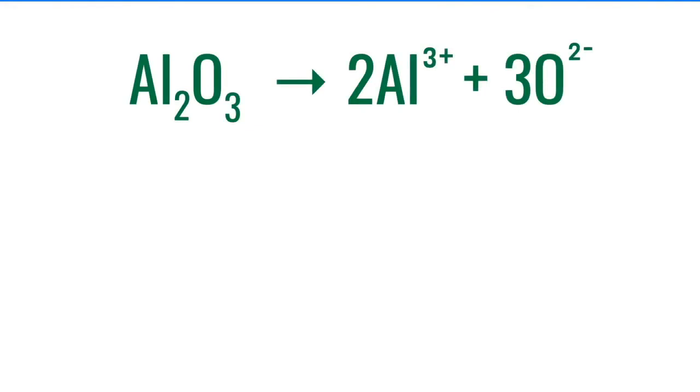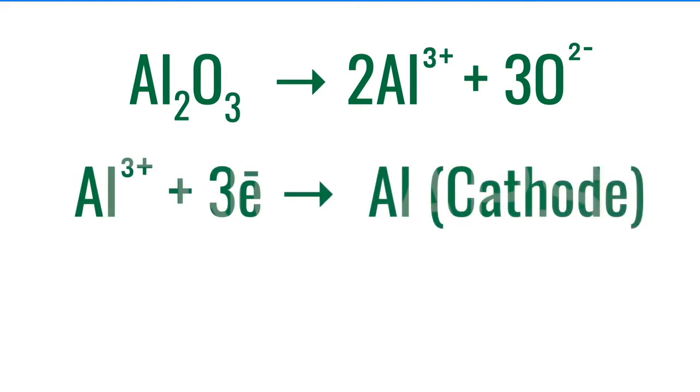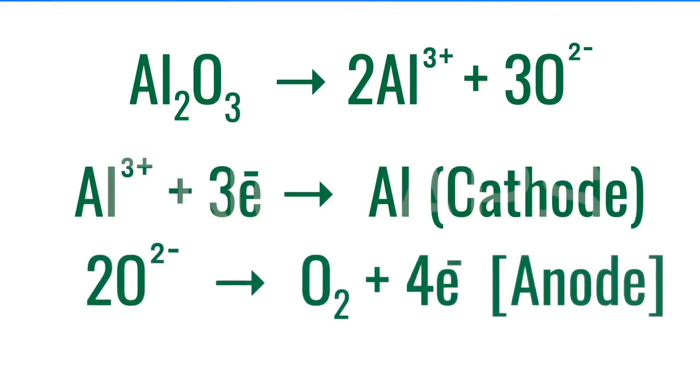Okay. So now just look at what are the chemical changes that happen when electricity begins to pass. Al2O3 gives 2Al3+ plus 3O2-. Al3+ plus 3 electrons gives Al, and 2O2- gives O2 plus 4 electrons. Here when this process takes place, the carbon rods are replaced in between.